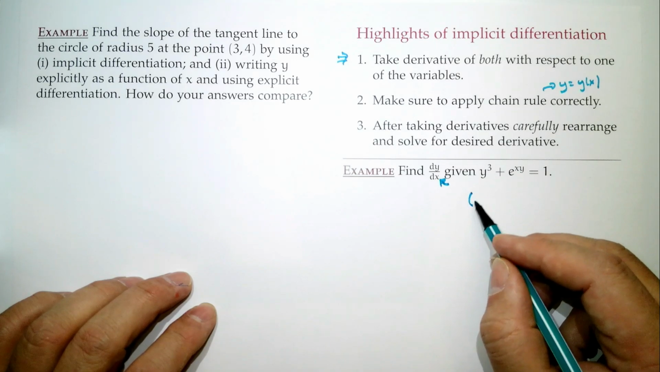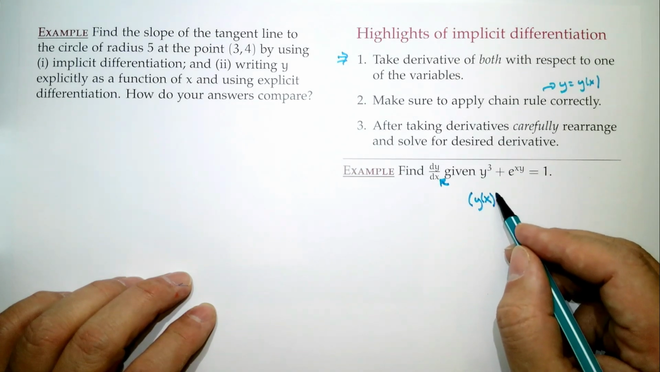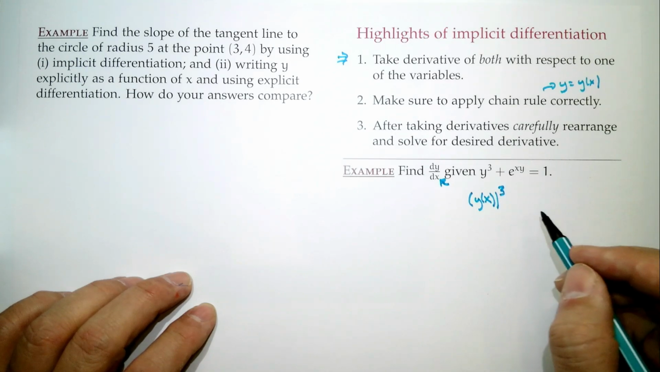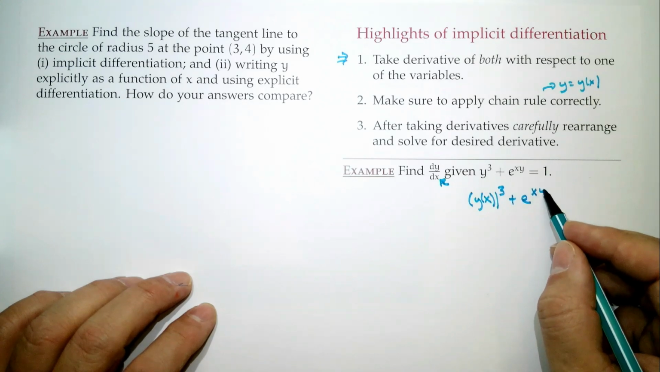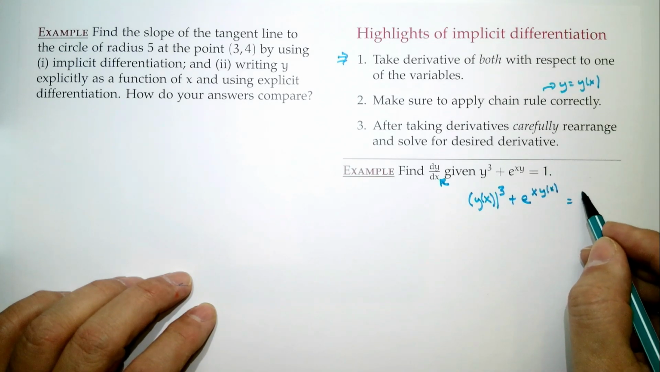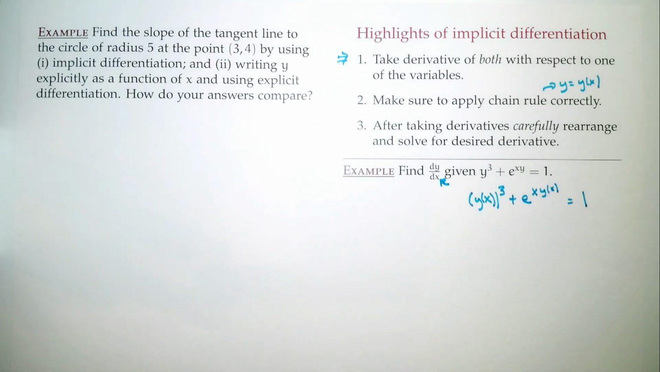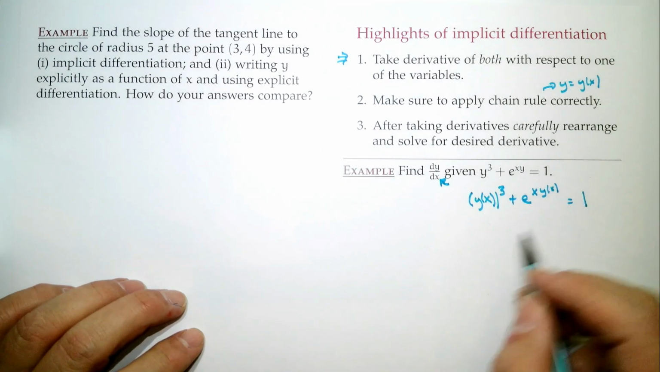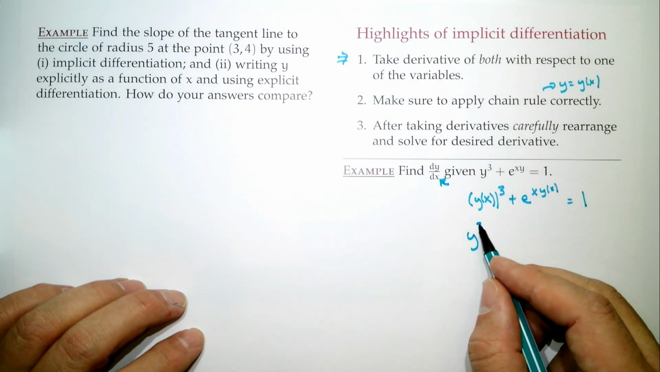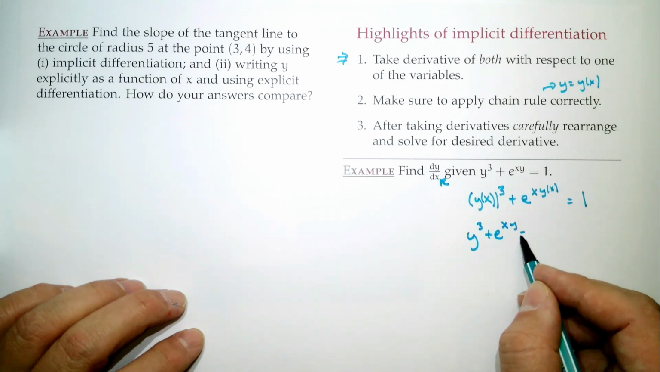Now, we don't write this down usually, but because we're new at this, we're going to do it just this one, maybe two more times. So y of x quantity cubed plus e to the x times y of x equals 1. So that's what we're going to think of. Even though we don't know what y of x is, we're going to think of it as though we had it, and we're going to manipulate it that way. So, again, this is mentally done in our minds. So let's work our way through it. y cubed plus e to the xy equals 1.